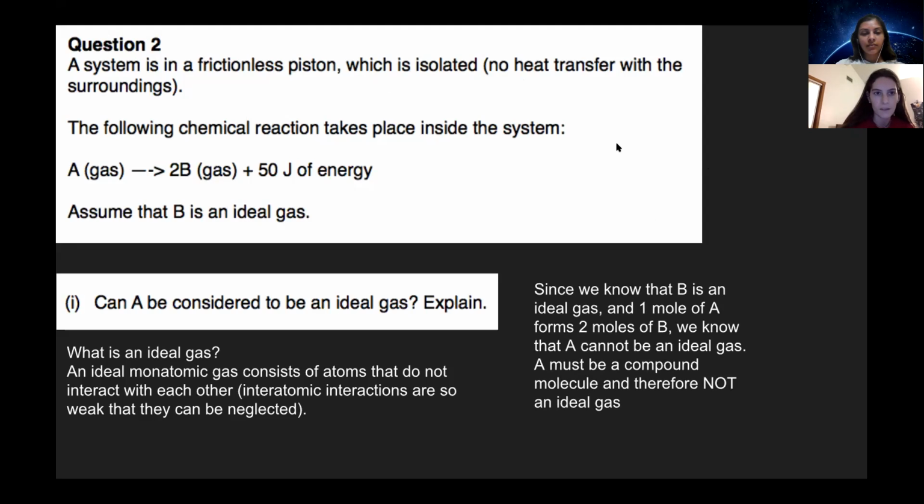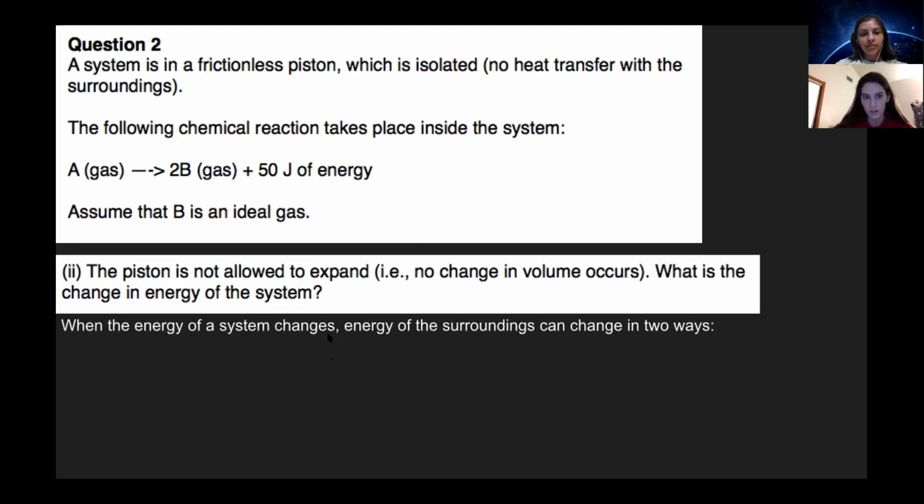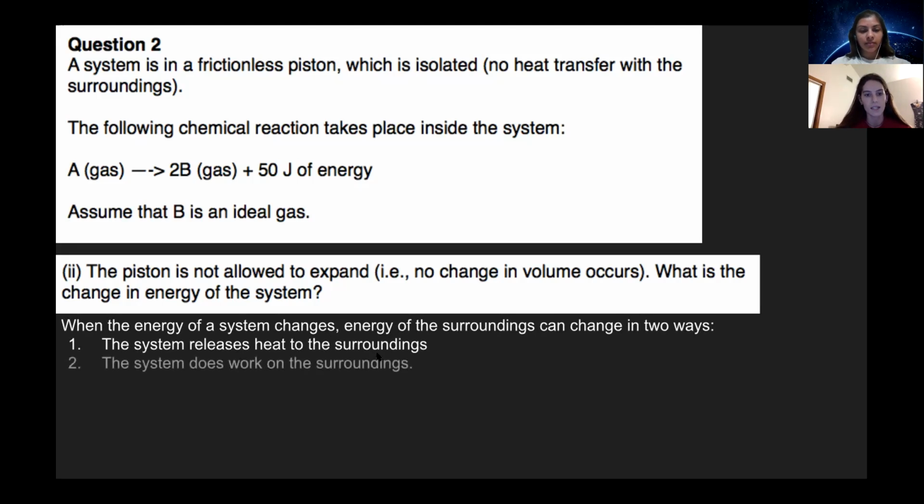Yeah, that's perfect. And then question 2 is saying the piston is not allowed to expand, so there's no change in volume. So it's giving you an additional piece of information about the problem, and then it's asking what the change in energy of the system will be. When the energy of a system changes, which is what this question is asking, it can change in one or both of 2 ways. The first way is that the system releases heat to the surroundings, and the second is that the system does work on the surroundings.